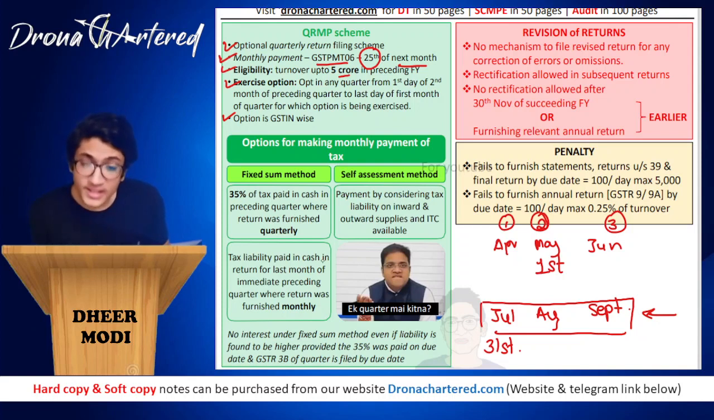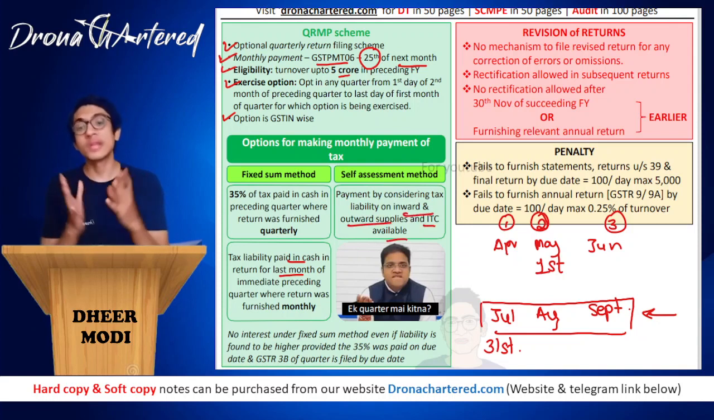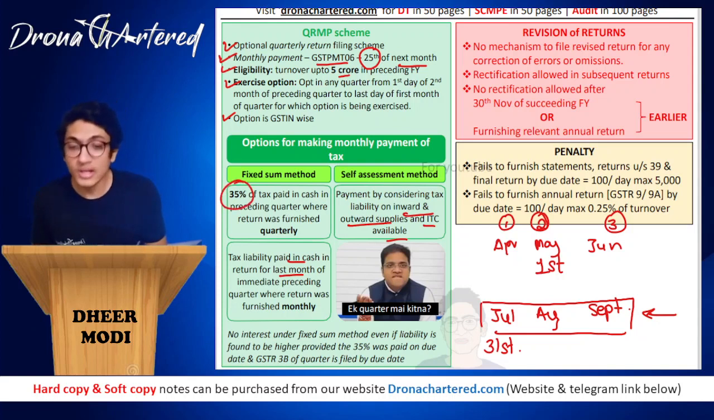Tax liability paid in cash in return for last month of immediate preceding quarter where return was furnished monthly. So if your return was furnished monthly, in such a case, tax liability has to be paid in cash in return for the last month of immediate preceding quarter where the return was furnished monthly. And second is your self-assessment method, that is payment by considering tax liability on inward and outward supplies and ITC available. So in this you self-assess. Over here you directly pay 35% of the tax in cash.